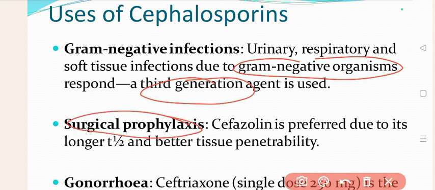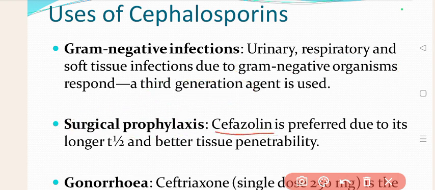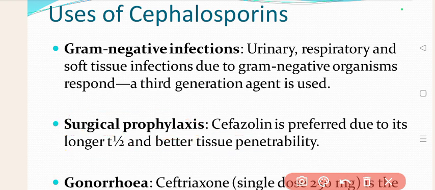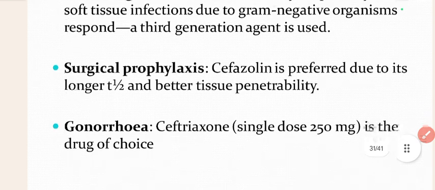For surgical prophylaxis, cefazolin is preferred. The drug of choice is a first generation cephalosporin, parenteral cefazolin. Why? Because of its longer half-life, better tissue penetrability, and it is effective against microorganisms which cause wound infection. That's why it's the drug of choice for surgical prophylaxis.